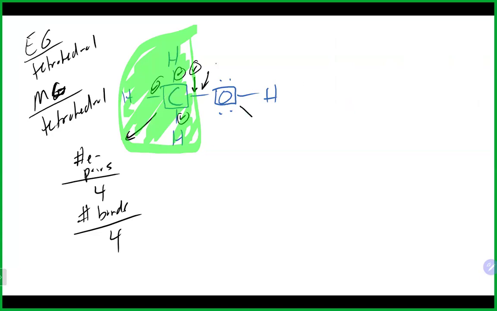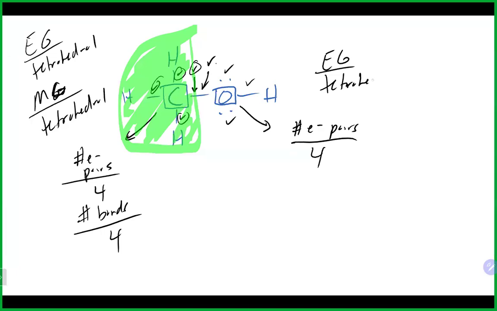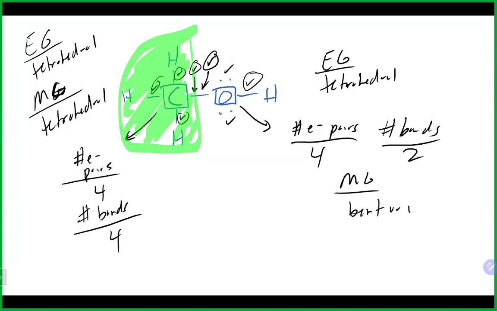So when we look at the oxygen here, the number of electron pairs is going to be 1 electron pair, 2 electron pairs, 3 electron pairs, 4 electron pairs. So its electron geometry is also going to be tetrahedral. But in terms of bonds, in this case, we have 1 bond and 2 bonds. And something with 4 electron pairs and 2 bonds, the molecular geometry shape is bent or V-shaped.